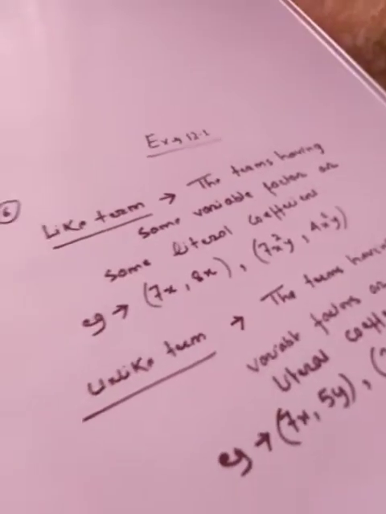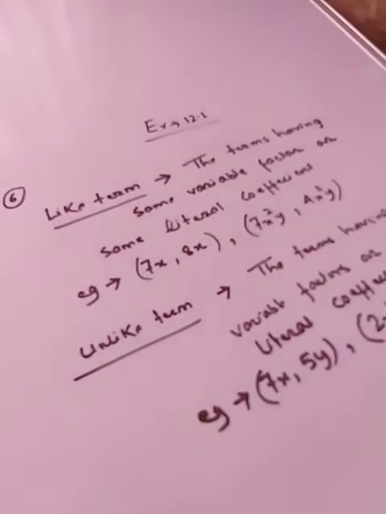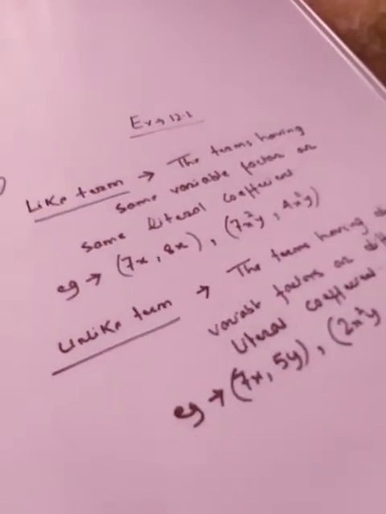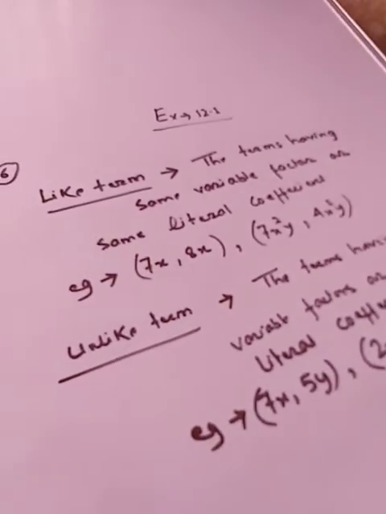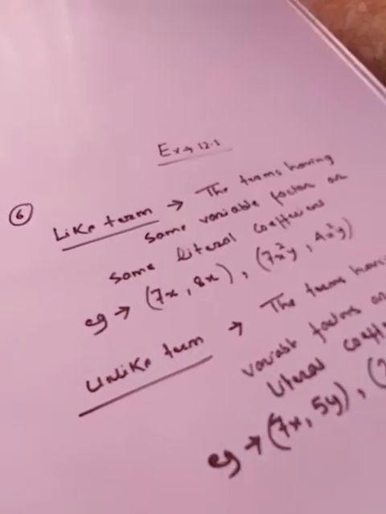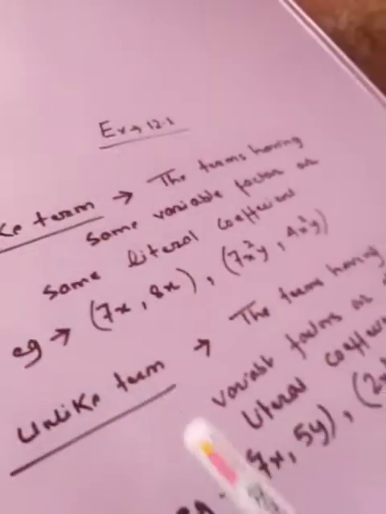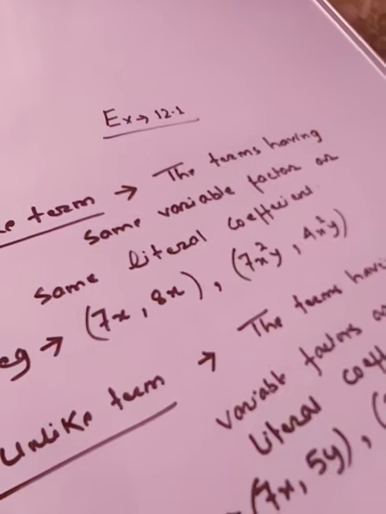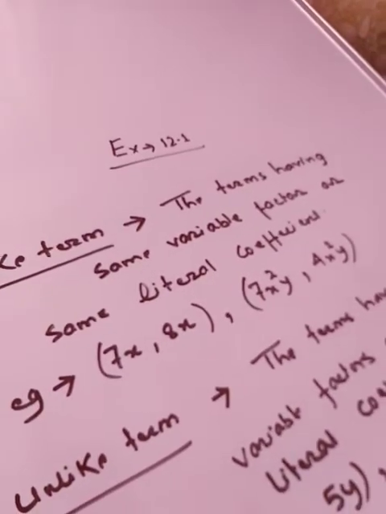Now in question number 6, we will understand what is the meaning of like term and unlike term, because unless you know what is like term and unlike term, you won't be able to answer question number 6. Now what is like term? So see, all these definitions you will write in the copy. Okay students, now like terms are the terms having the same variable factor or the same literal coefficients.